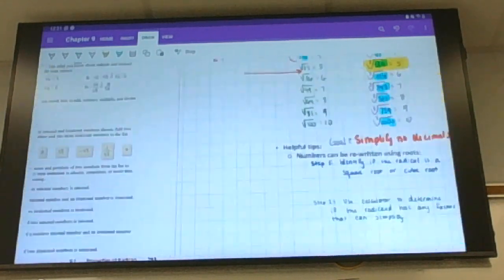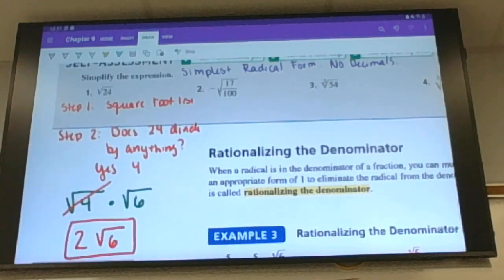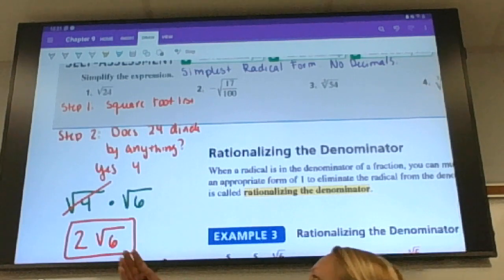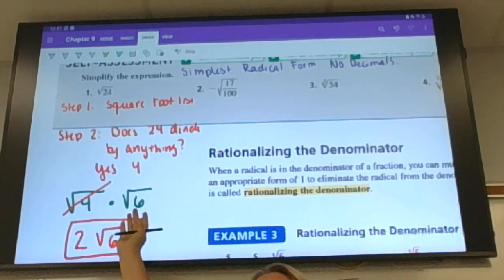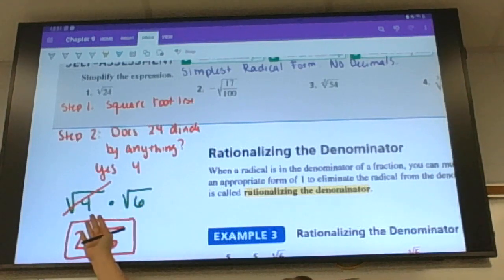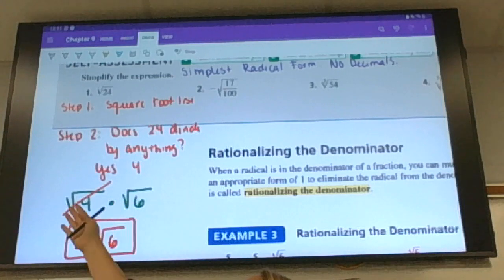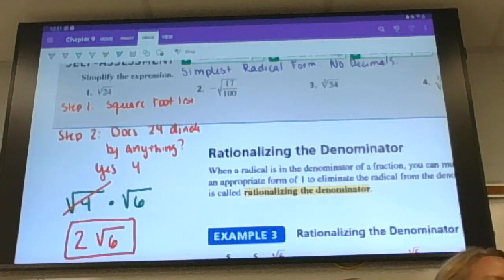Because 24 divided by 4 is 6, 4 times 6 is still 24. I can't just drop the 24 altogether, but I can rewrite it. So I've rewritten it as 4 times 6, and it's a smaller number now. 2 is the square root of 4. I square rooted 4 and made it 2.